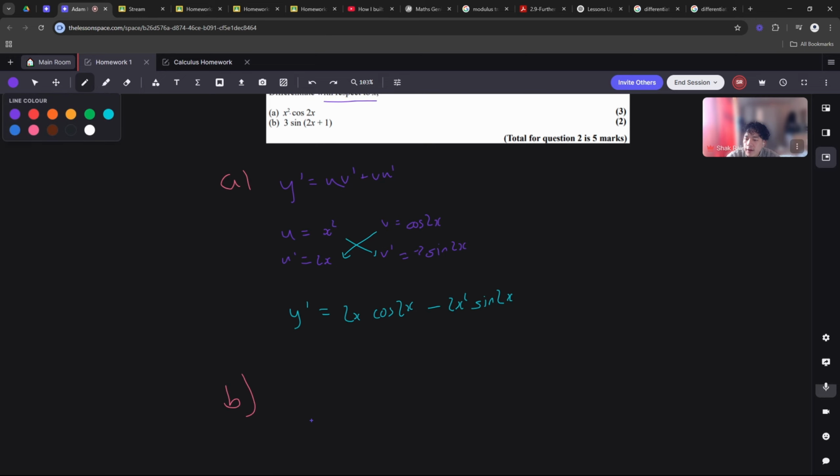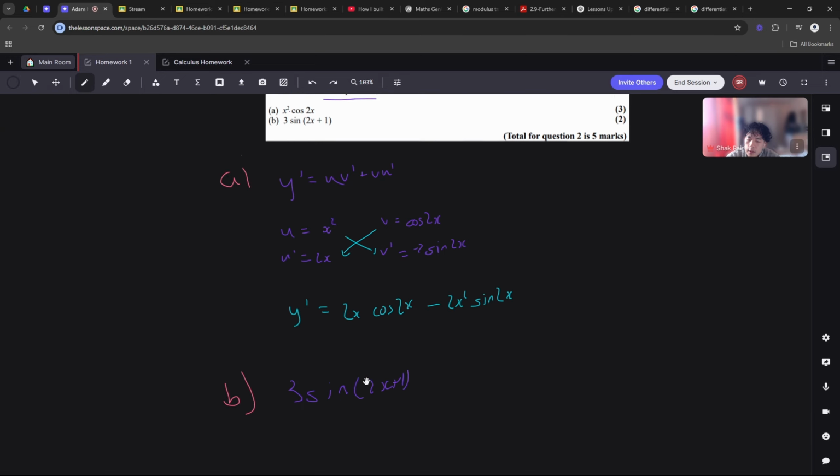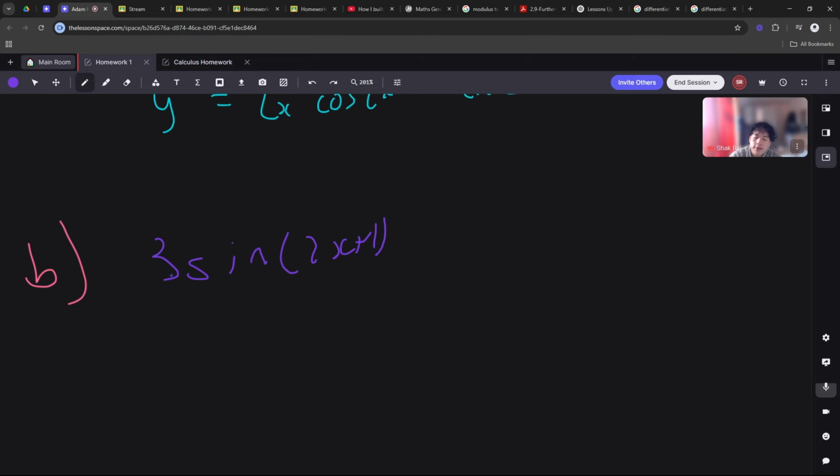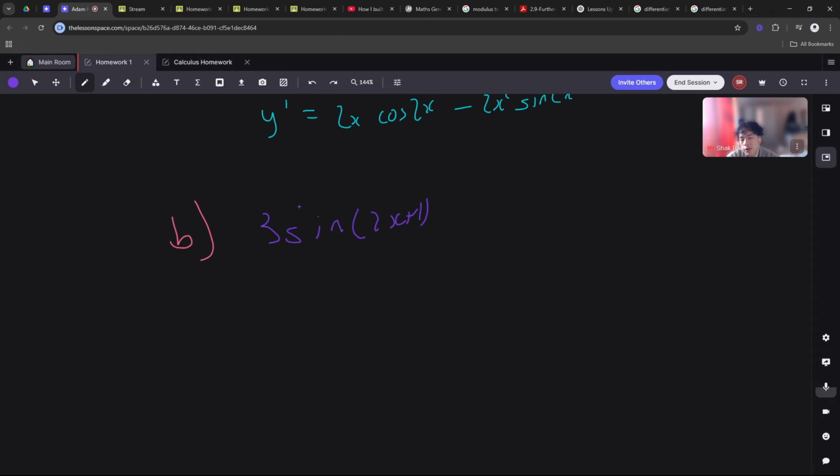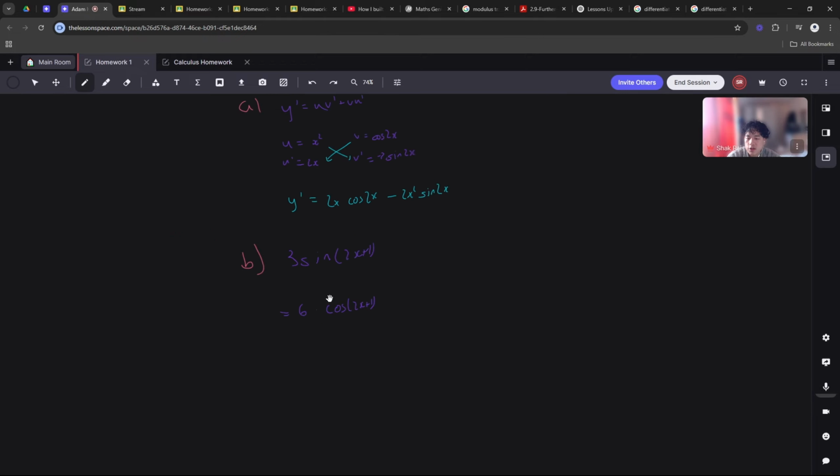Okay, so initially we have 3 sine of 2x plus 1. Well, in this scenario, there's nothing being multiplied together. It's just a function inside of a function, so it's a composite function, and we have to use the chain rule. So we put the differential of the inside on the outside, which is 2. That leaves us with 3 times 2, which is 6, multiplied by the differential of sine, which is cos of 2x plus 1. And that's it. It's a one-step process.